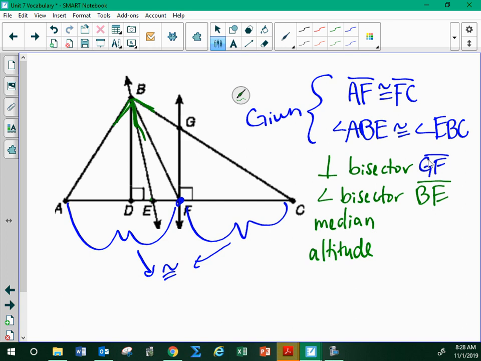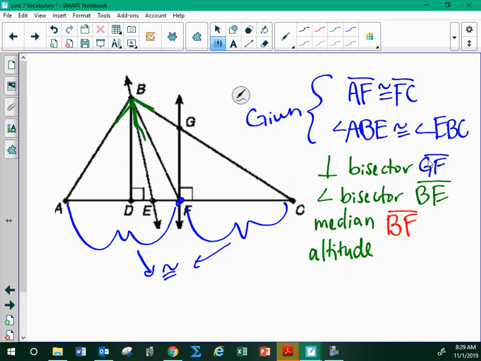Go ahead. BF. Thumbs up if you agree. Thumbs down if you disagree. Awesome. So again, median is vertex and midpoint opposite, which is F. Good. And then our altitude.